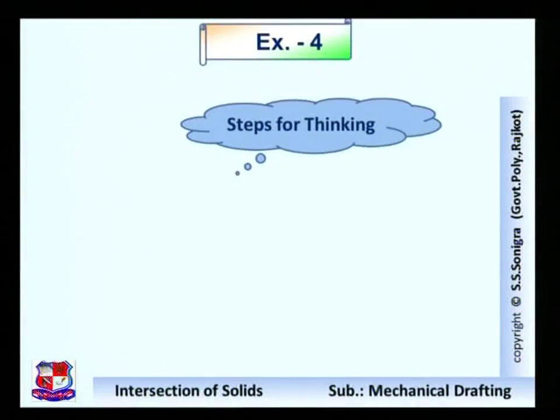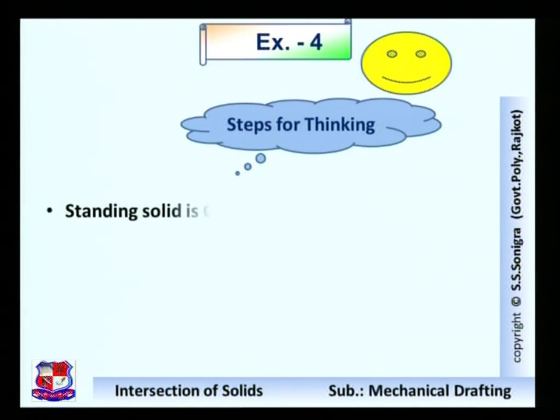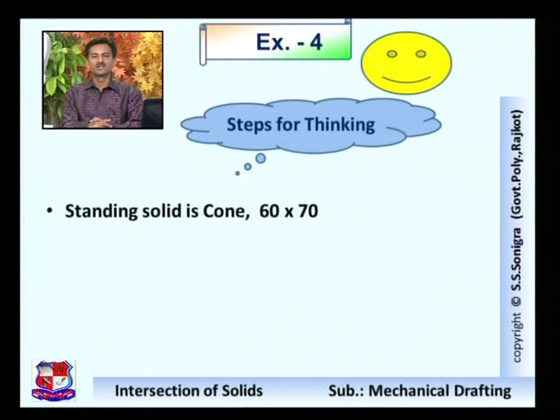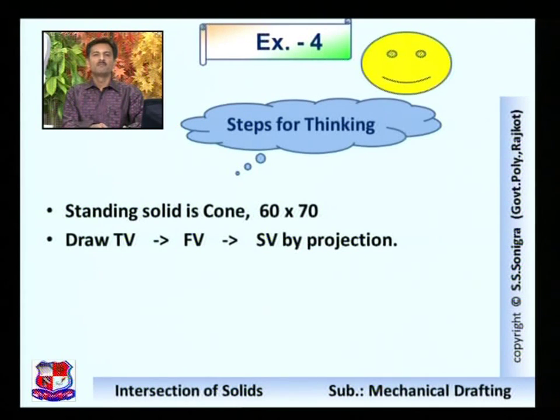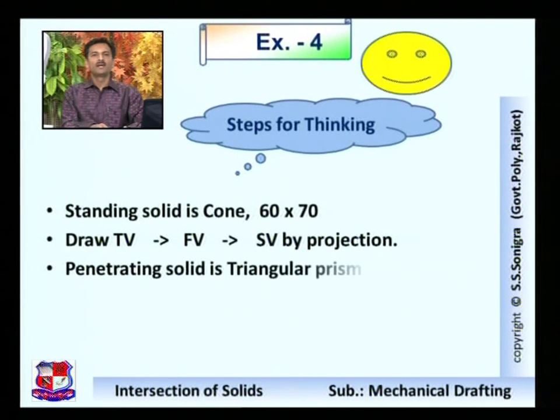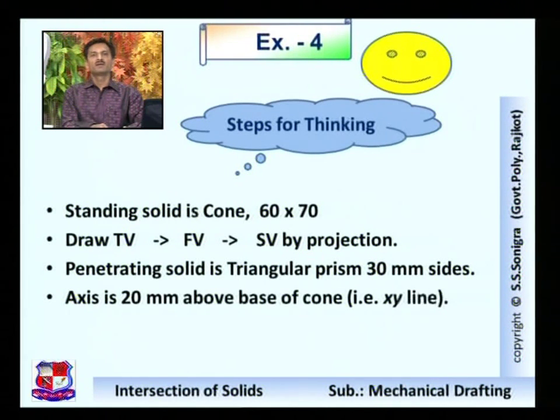So let me think about the problem. Steps for thinking. Standing solid is a cone, diameter 60 mm, height 70 mm. Draw top view, front view and side view by taking projections. Penetrating solid is triangular prism of 30 mm sides, and axis is 20 mm above the base of the cone, that is above XY line, and flat face is 20 mm above XY line.